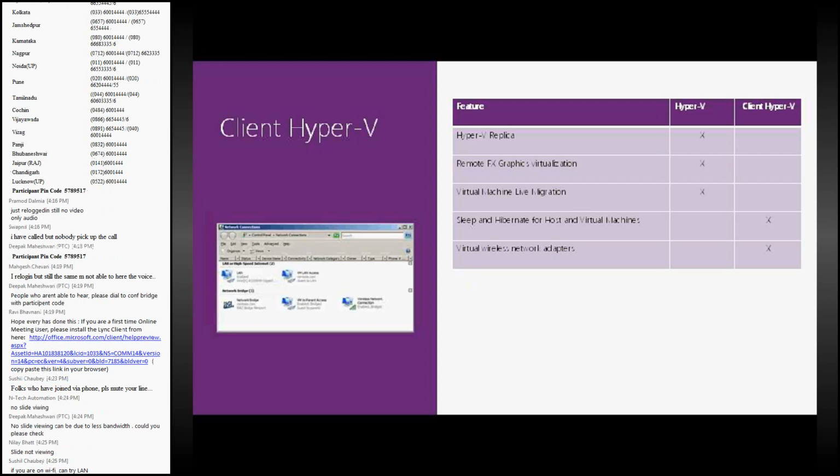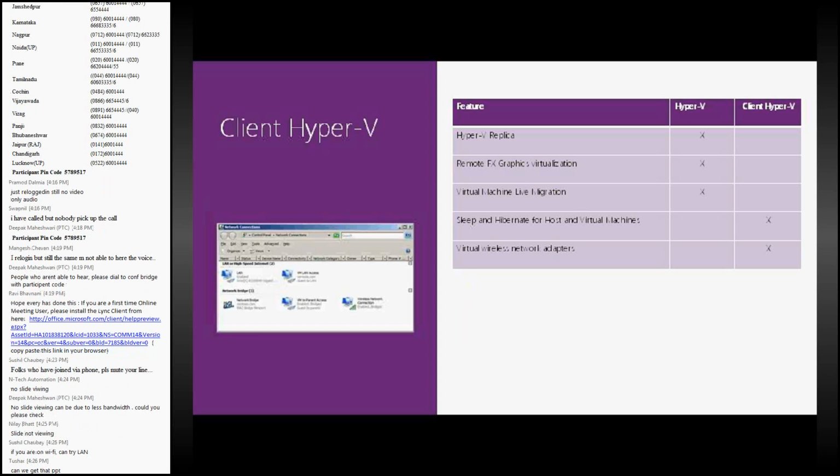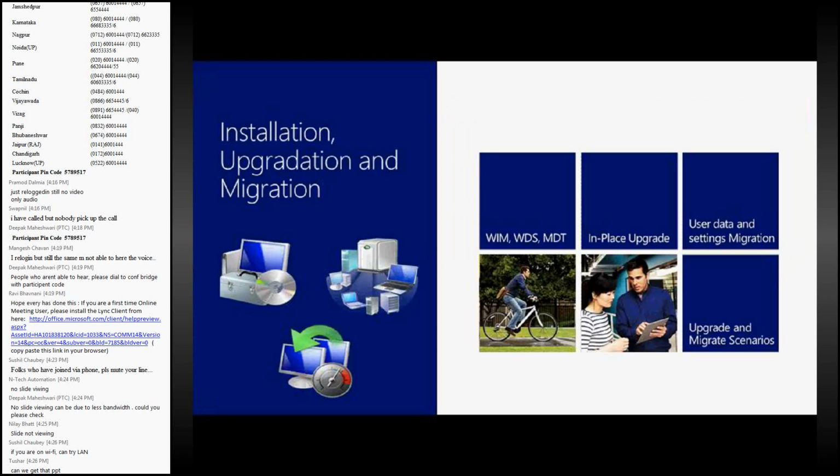So these are the features. On the left are the features of the server Hyper-V, and on the right side we have the Client Hyper-V. The most important things that we heard from customers and partners is that they would want sleep and hibernate for host and virtual machines, and the inclusion of wireless network adapters. Because when you're at office, you would want to roam around freely, and you would want to have your virtual machines running. You don't want to be connected to a wired network. So we have provided the capability of wireless network access.